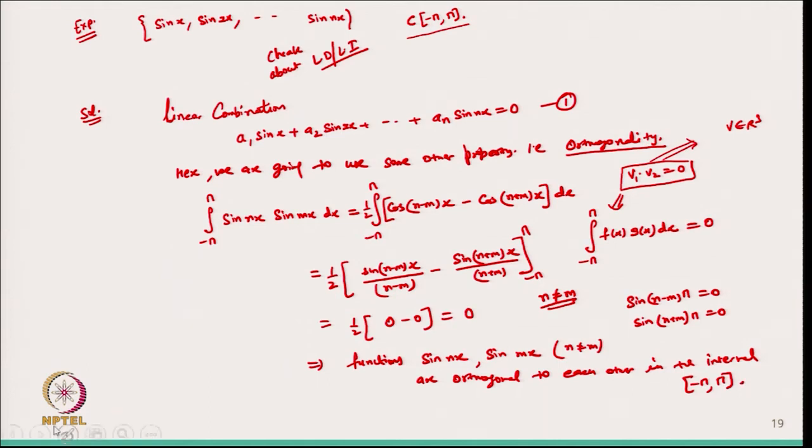Now from here, let us use this property. So now I have a1 sin x plus a2 sin 2x up to an sin nx equal to 0. So this is the equation we already have, equation 1. Now what I do is that I multiply equation 1.